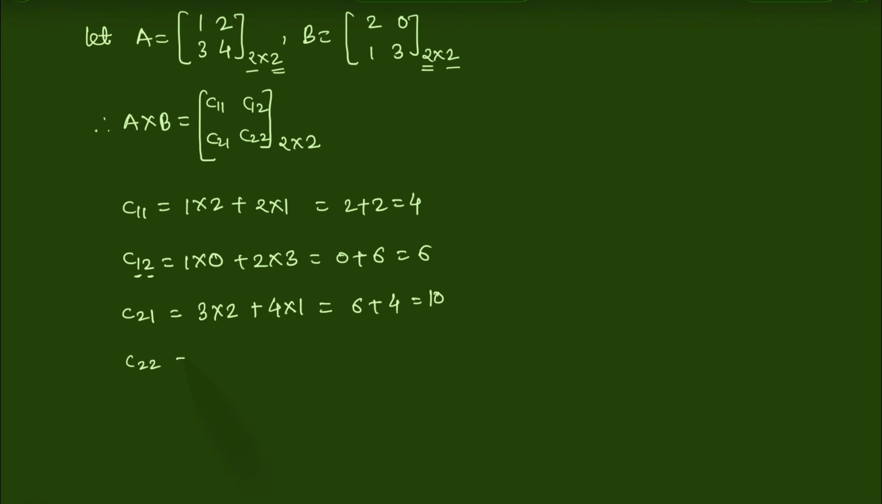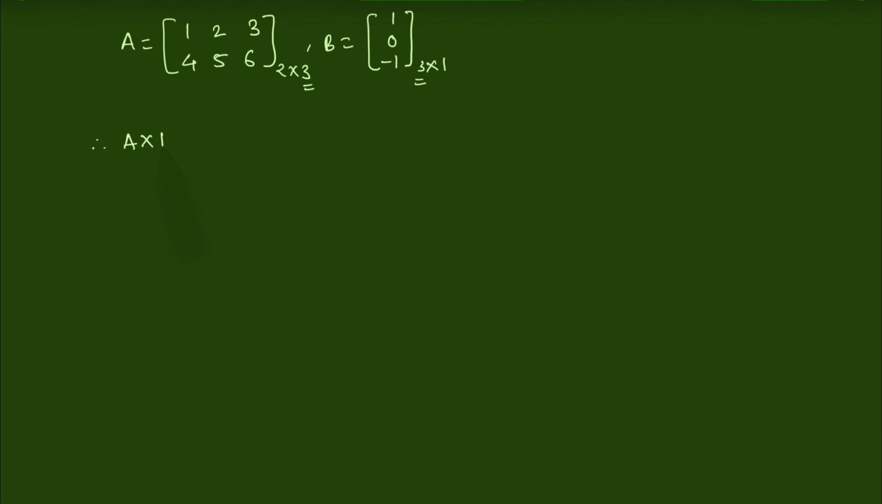Now C22, which is the multiplication of the second row in A with the second column in B, which is 3 cross 0 plus 4 cross 3, which is equal to 0 plus 12, which is equal to 12. Now A cross B is given as 4, 6, 10, 12.